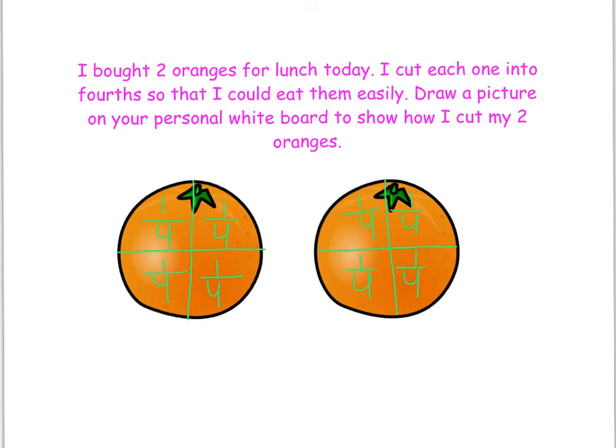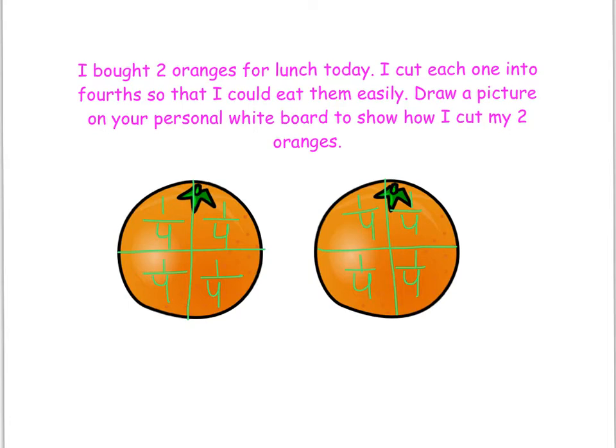It would be easy to say that our unit would be eighths because we just counted to eighths. However, each orange is 1 whole, so the unit is fourths. 2 oranges are not a whole. Only 1 orange is a whole.